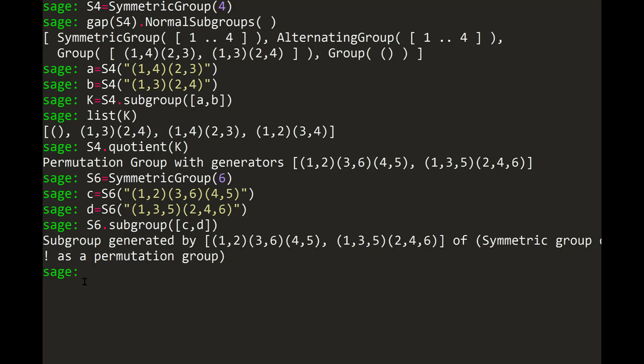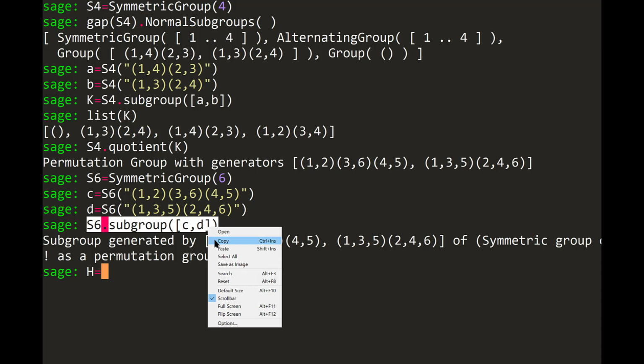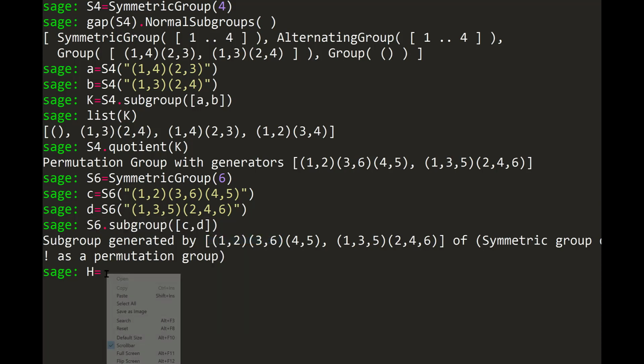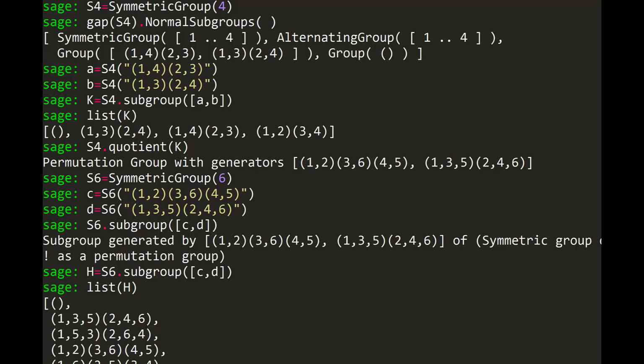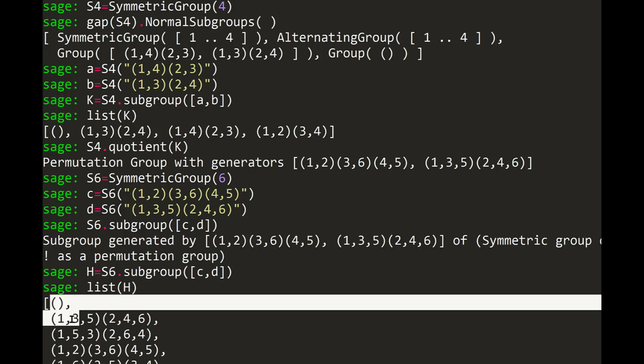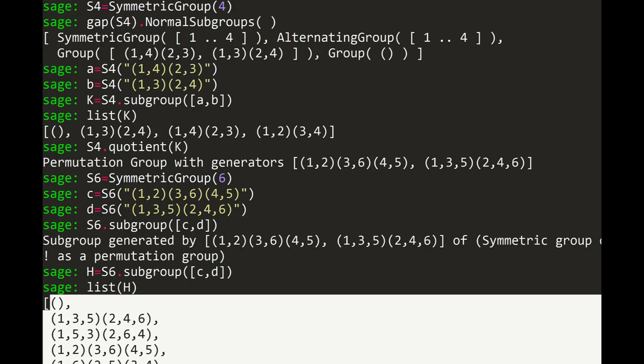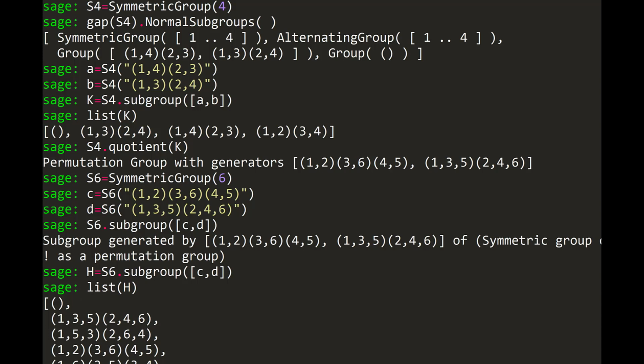So we could do this actually. Let's just write H as this subgroup. I think we could have tried to do that beforehand also. And if we list H, I think it will give us the 6 elements, which it did: the identity and the other 5 elements of the factor group. So we got them all.